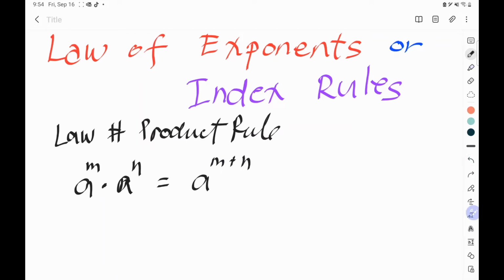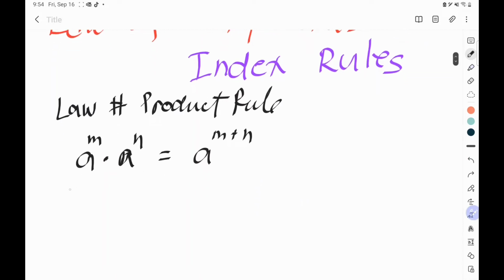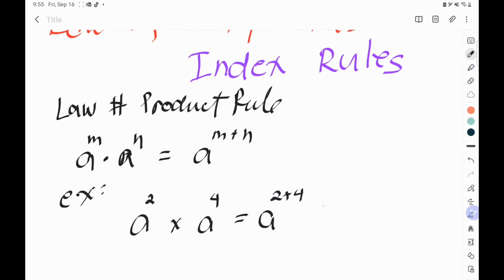That's it. For example, a to the power of, let's say, 2 times a to the power of, let's say, 4, that would be a to the power of 2 plus 4, which is equal to a to the power of 6. This rule only applies if the bases are the same.